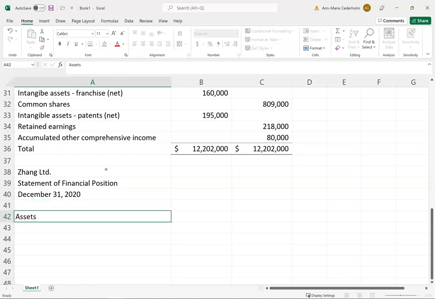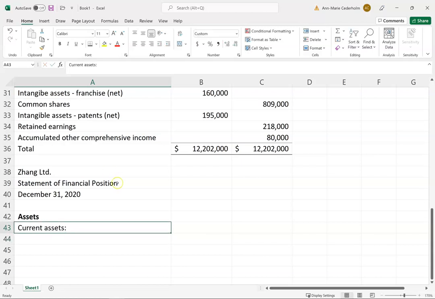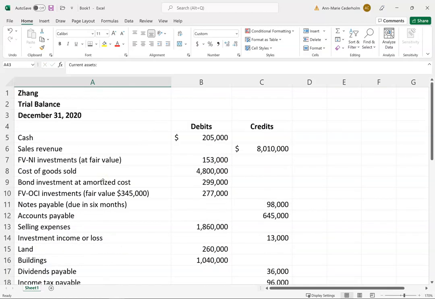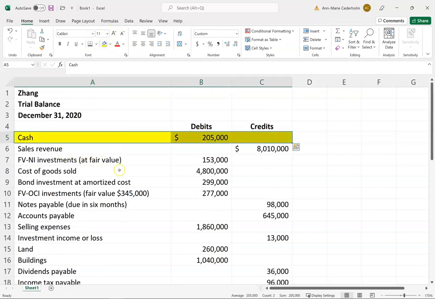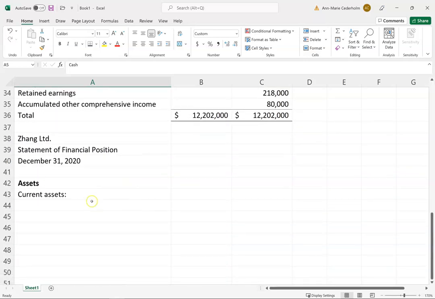So I'll start with my assets, and we're going to list our current assets first. So when I go up here, I'm going to highlight my current assets, and maybe I'll highlight them as yellow. So I see cash, and we always want to go from the most liquid, which is cash, and then down. So I guess anything after accounts receivable or notes receivable, I'm not too concerned over the order of liquidity. So we'll put cash first.